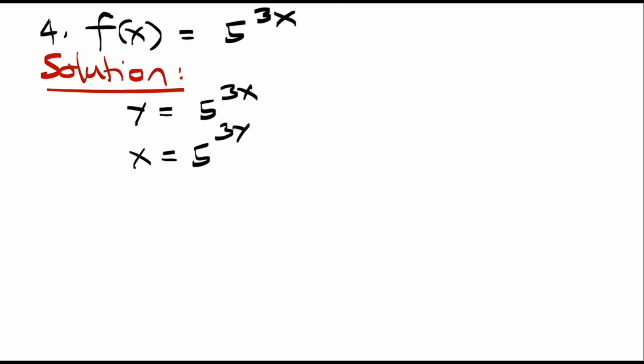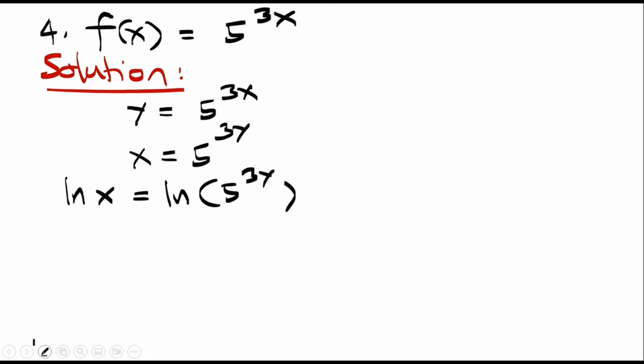So for us to solve for y in this equation, we'll be applying logarithm. So get the logarithm of both sides. You may use natural logarithm or ln, or common logarithm, or simply log. So let us use natural logarithm. So we have here natural logarithm of x, or ln x, equals natural logarithm of 5 raised to 3y.